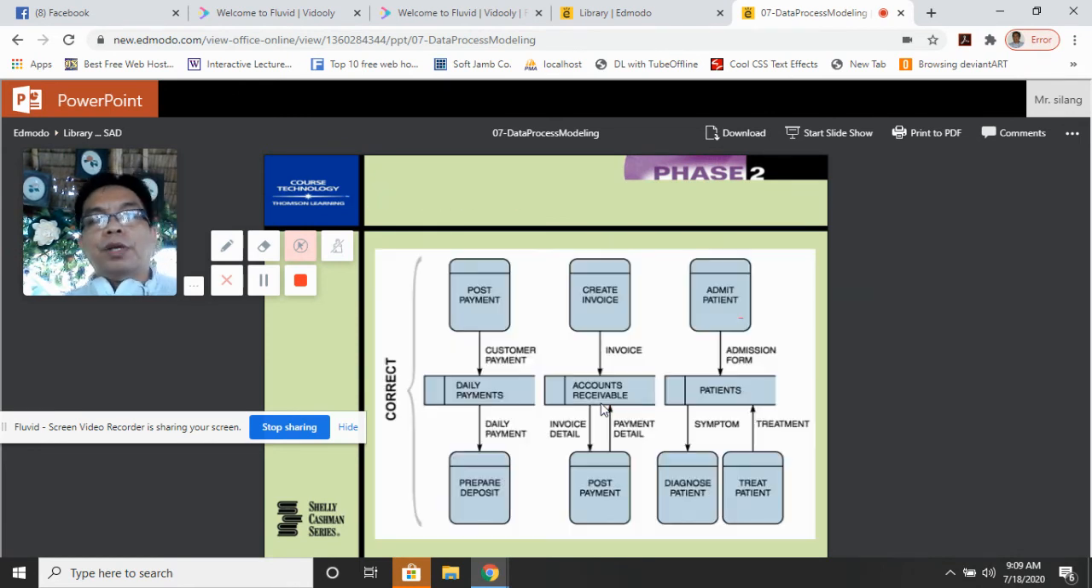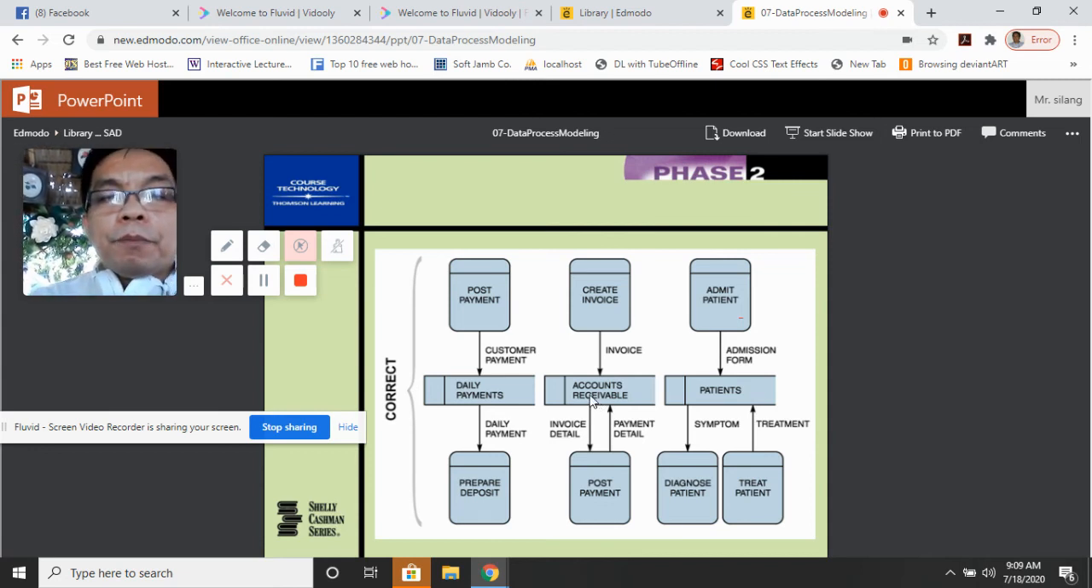So let's proceed. Here are correct combinations of process, data flow and data store. Let's try to read this one. That means post payment, so we're encoding the payment. Then the output will be the customer payment stored inside this data store.